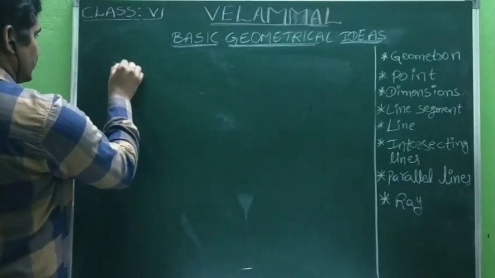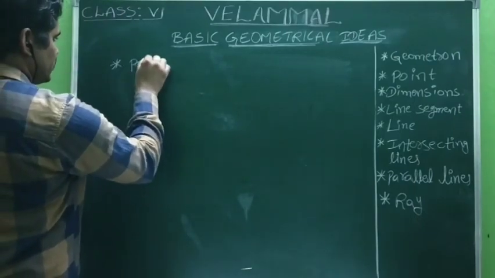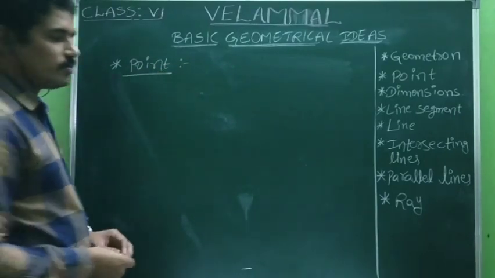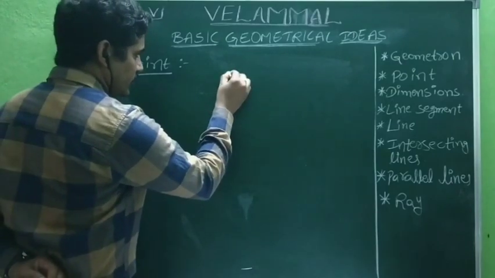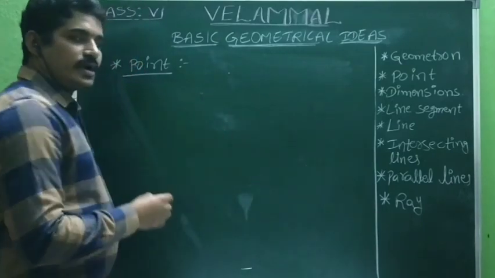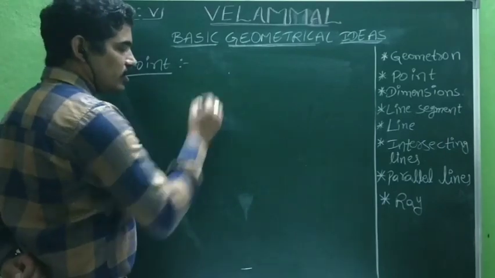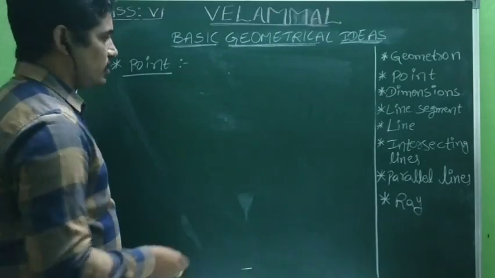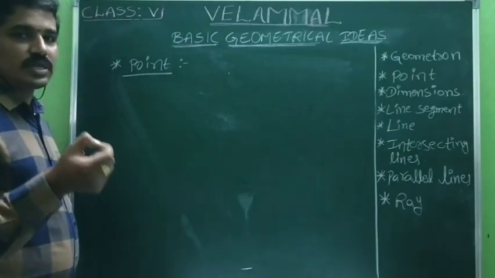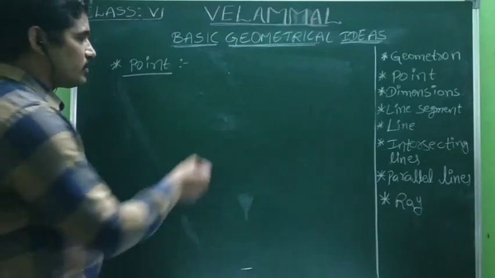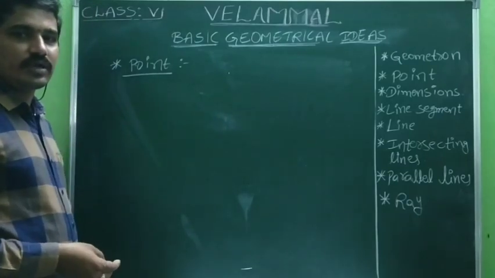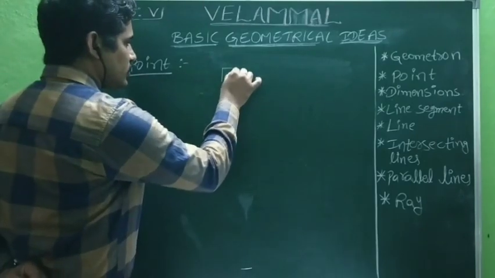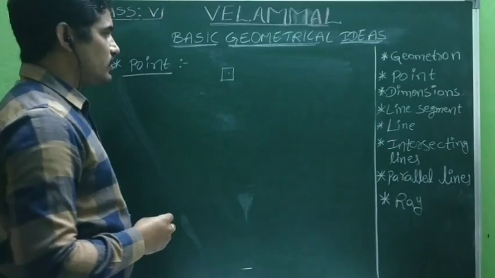The first and very important one is the point. If you take a sharpened pencil and place one dot on your white paper, you are able to see one dark dot, one black dot. However thin your pencil tip is, that thin a dot you can make on your paper. That dot is nothing but the point.